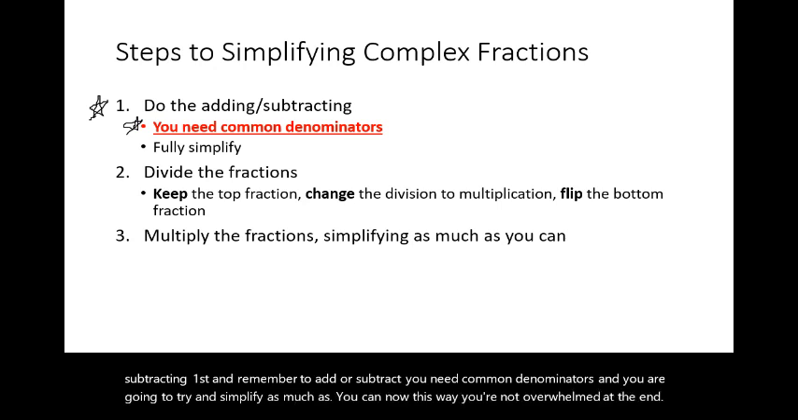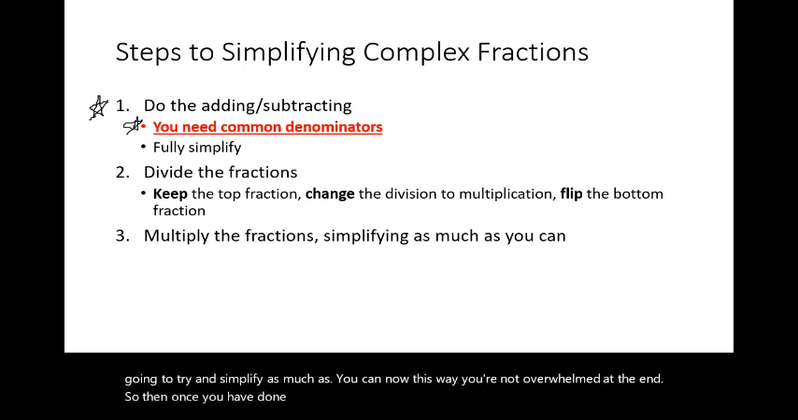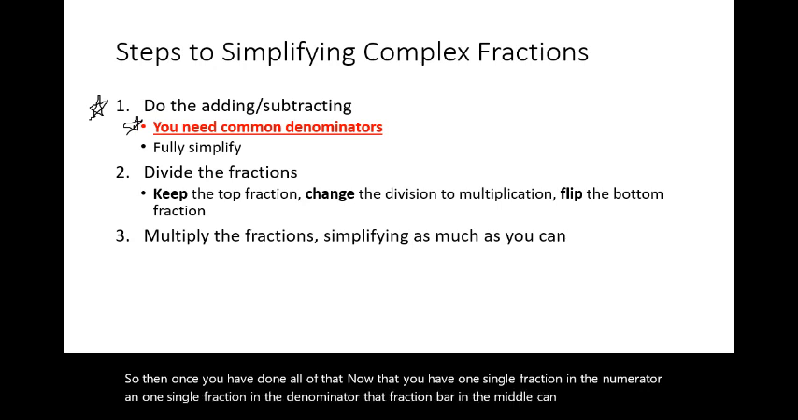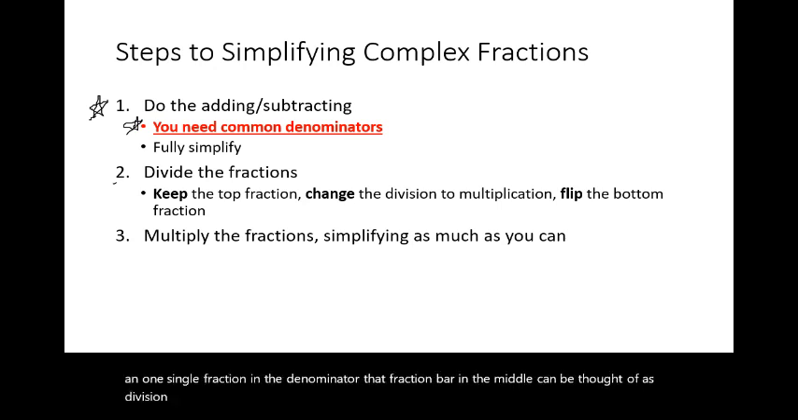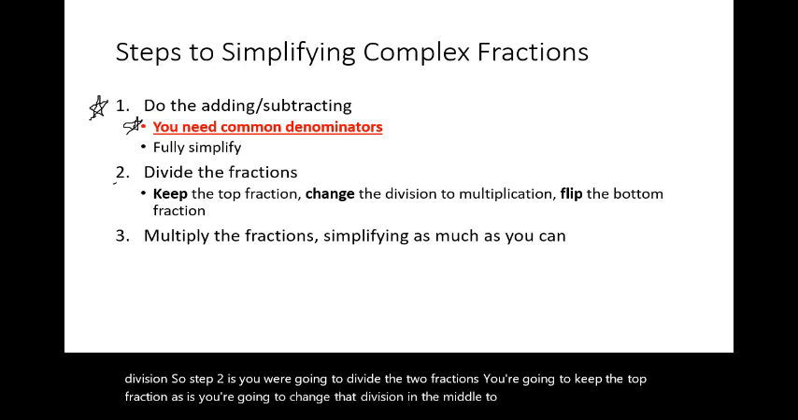So then, once you have done all of that, now that you have one single fraction in the numerator and one single fraction in the denominator, that fraction bar in the middle can be thought of as division. So step number 2 is you are going to divide the two fractions. You're going to keep the top fraction as is. You're going to change that division in the middle to multiplication, and then you are going to flip the bottom fraction.